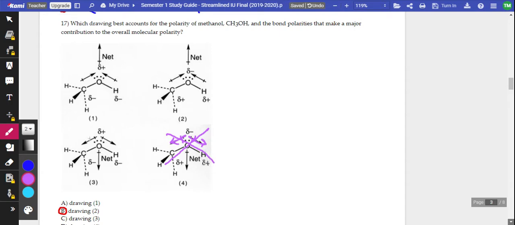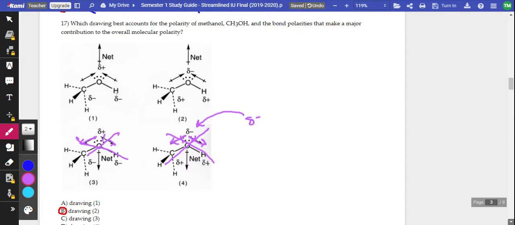Same thing with this one, and it's almost identical. The only difference is they tried to sneak this in and say it's partially negative because oxygen's electronegative and it's going to pull the electrons closer to it. But they put the bond dipole arrows the wrong way. Shame, shame. So it's not going to be either of these. So that's between these two.